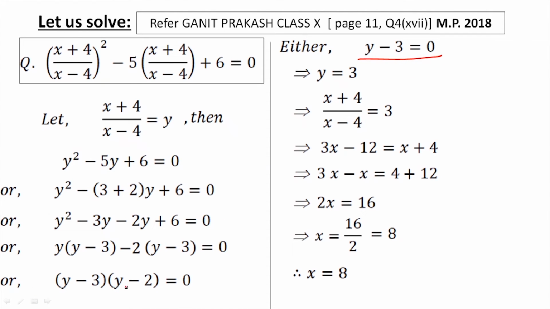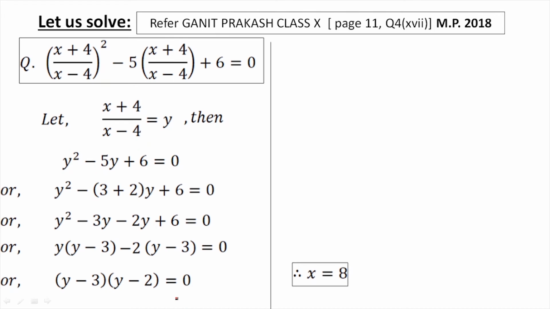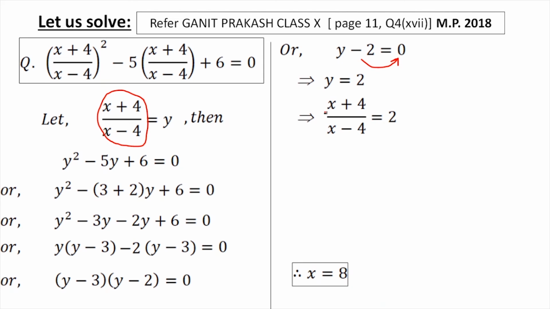So we have one more, that we have to assume that y minus 2 is equal to 0. So from or y minus 2 equals 0, taking minus 2 onto the right hand side, we have y equals 2. Again, here we are not supposed to find the value of y, rather we have to find the value of x. So what we'll do is we'll replace y with x plus 4 divided by x minus 4. So this will be x plus 4 divided by x minus 4 is equal to 2.